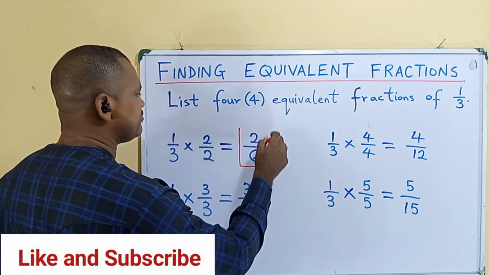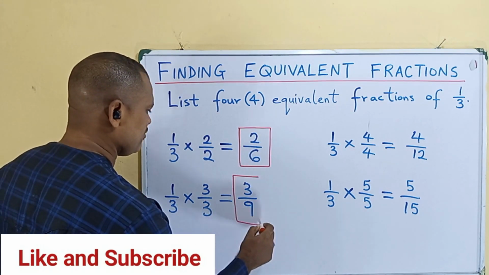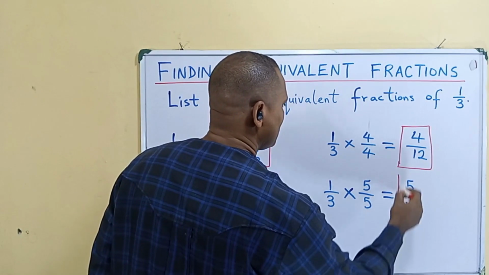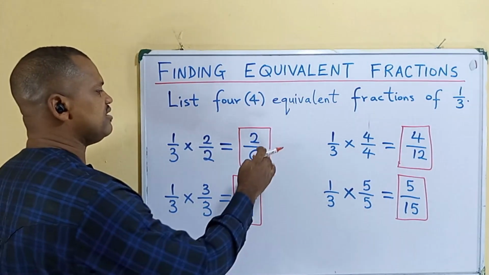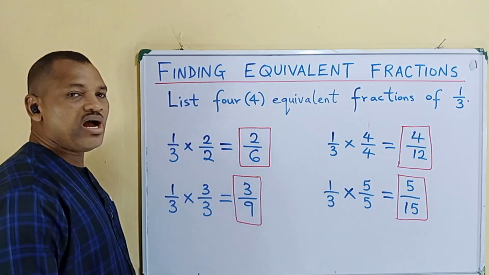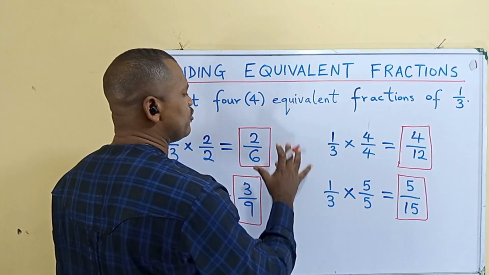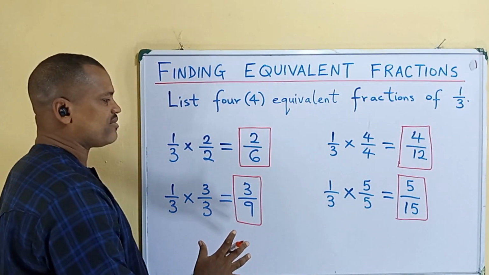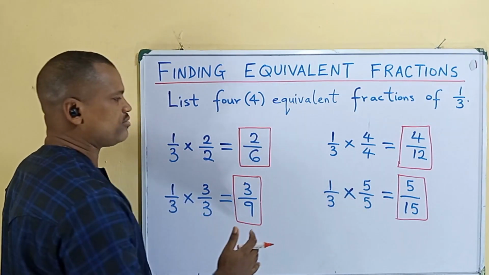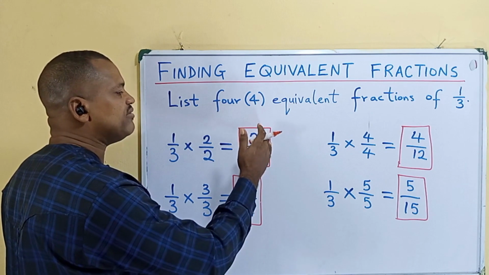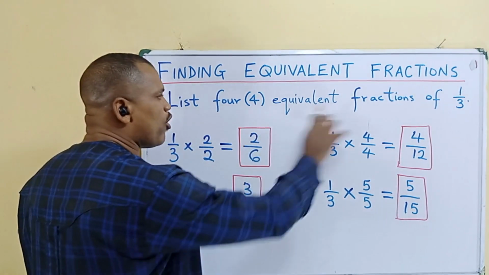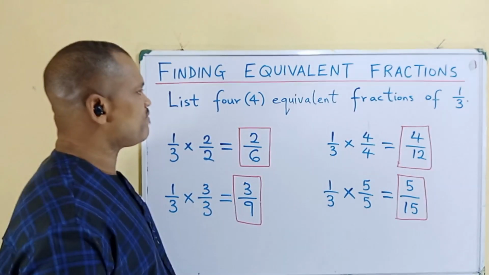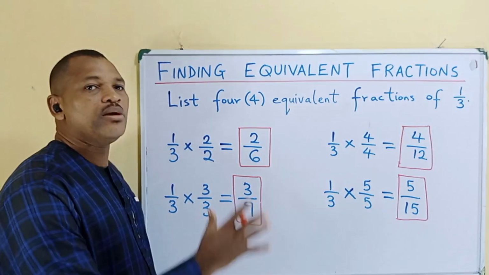So this is 1, 2, 3, and 4. These 4 fractions are equivalent. They are equivalent fractions of 1 over 3, meaning that they are the same. They look different, of course, but they actually have the same value. So they are equal fractions or equivalent fractions of 1 over 3. So this is using multiplication method.